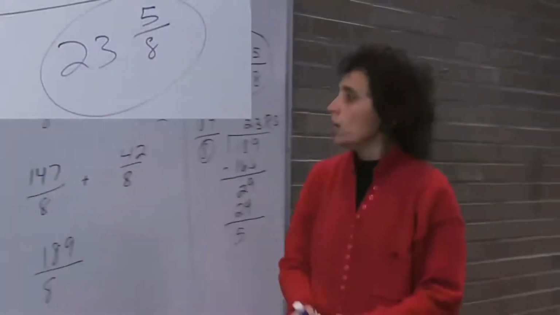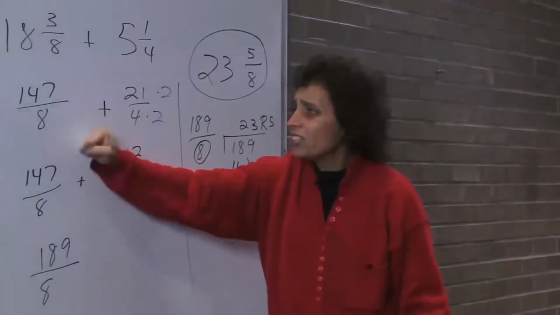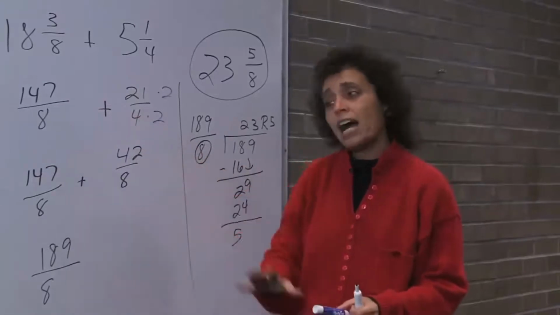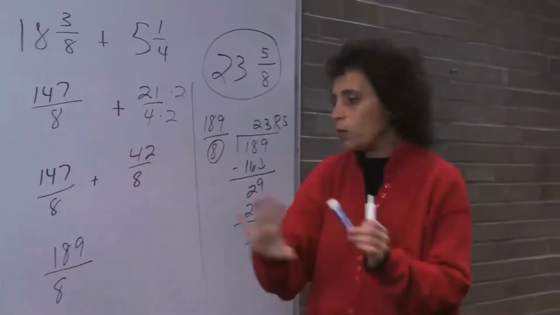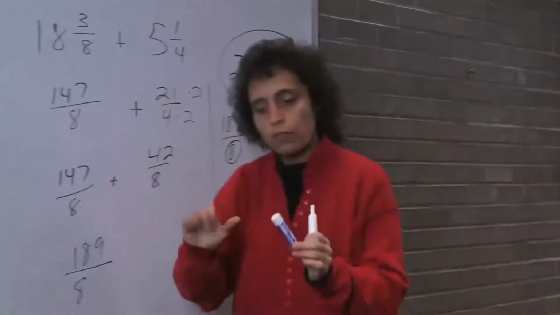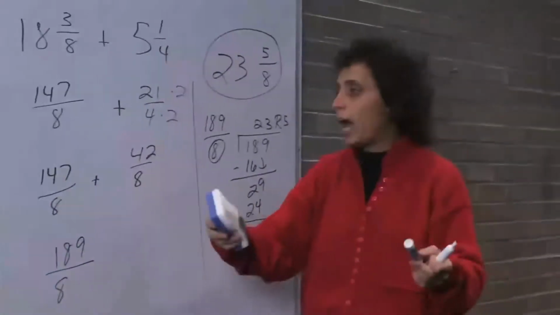23 5/8. So pick your own poison. You might be saying, why would I do this? This takes so long. Well, I'm going to show you something in subtraction that may make you like this better. I still like this, but again, do it any way you like. If this is something you're used to because you know how to do fractions, that's fine. Whatever you like.